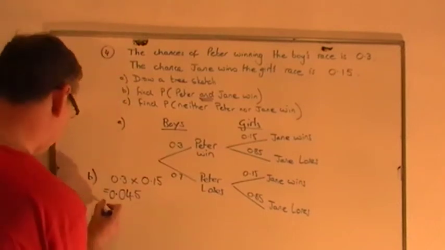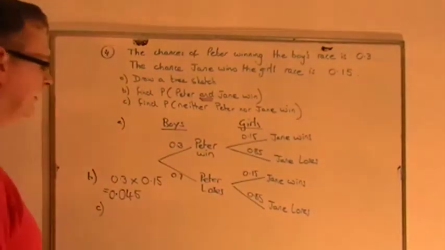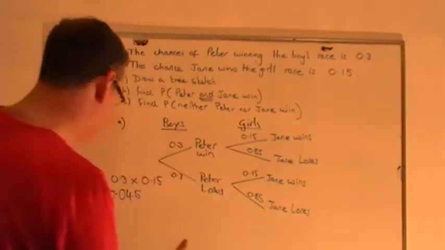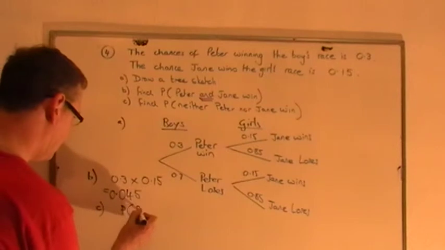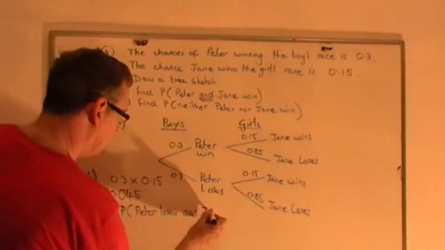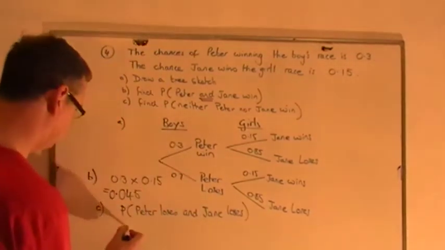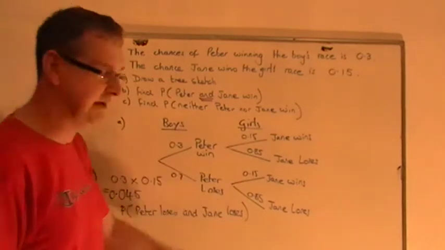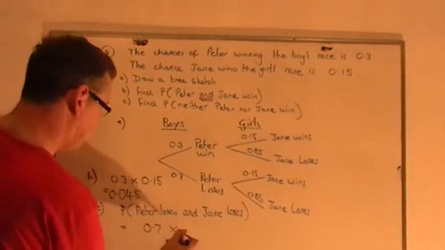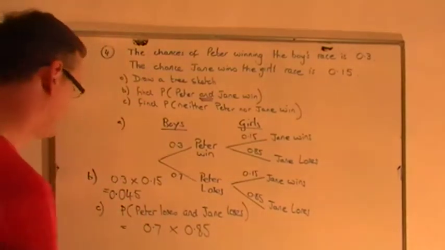Okay, and then if I go on to part C, neither Peter nor Jane win. Well, if neither of them win, what we want is Peter loses and then Jane loses. So I'll need to rephrase that. Probability that Peter loses and Jane loses. So that's what neither of them winning the race actually means. So Peter loses 0.7 and times Jane loses 0.85. So there is the calculation you need to do.